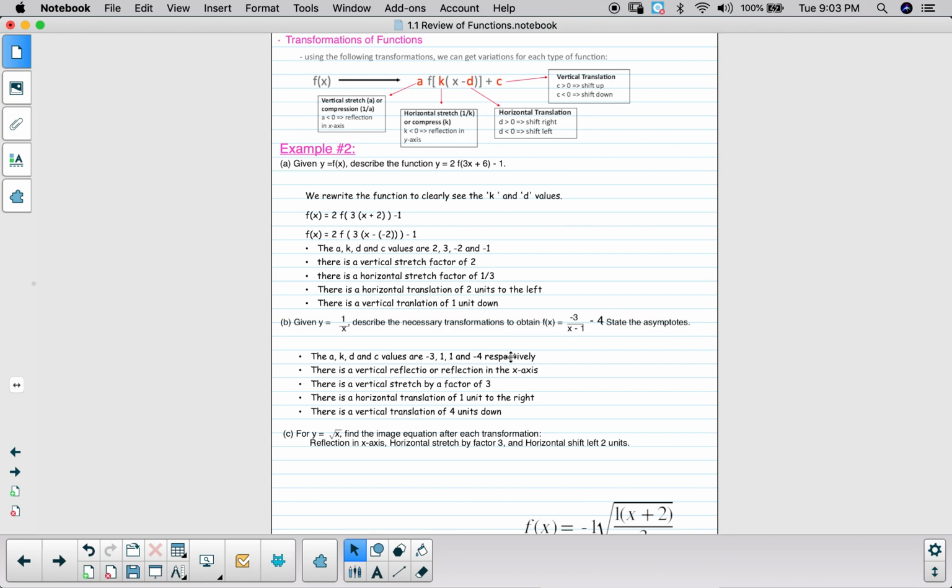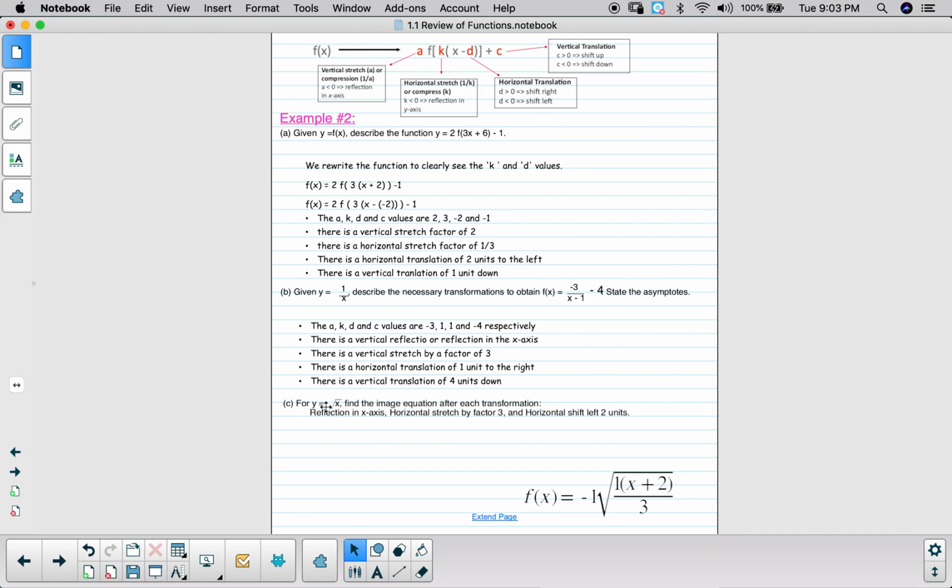Because of the negative value for a, there is a vertical reflection, or a reflection in the x-axis. Both of them mean the same thing. And because the numerical part of a is 3, there is a vertical stretch by a factor of 3. The k value is 1, so there is no need to mention anything about the horizontal stretch because it hasn't changed. It's still 1. There's a horizontal translation of 1 unit to the right and a vertical translation of 4 units down.